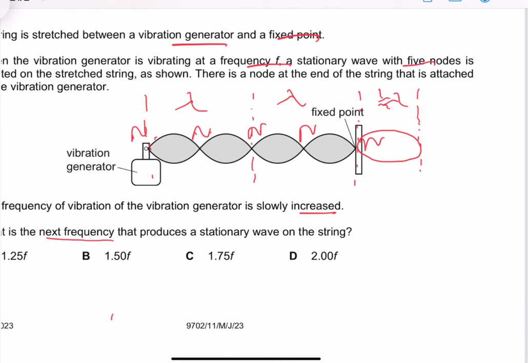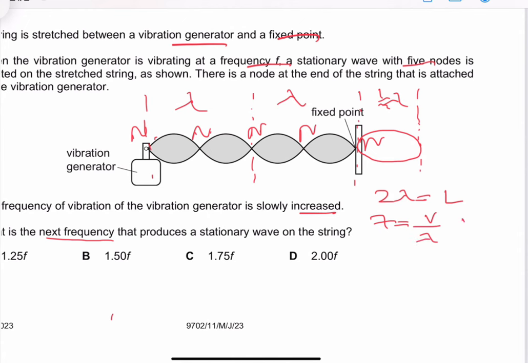Okay, so we know that before, 2 lambda was equivalent to L, right? This whole length was L, and 2 of those that we had was equivalent to L. Meaning that our frequency was equivalent to V over lambda.